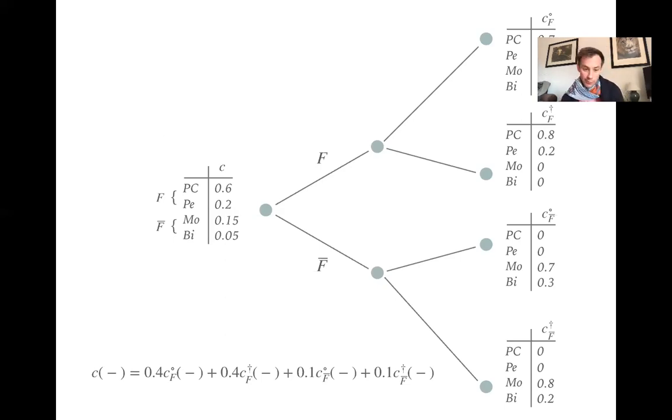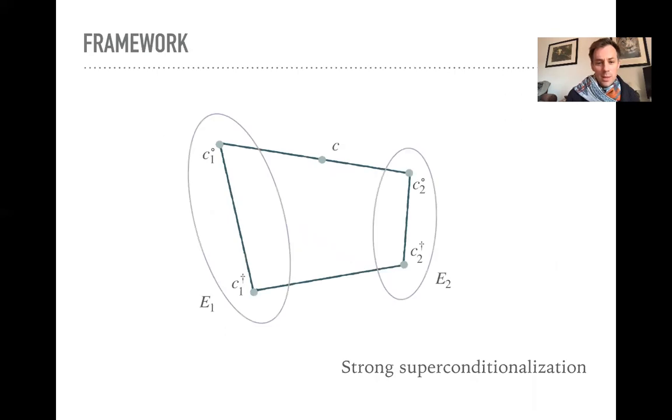So it's going to give a 0.4 weight to C_F circle, 0.4 weight to C_F dagger, 0.1 weight to C_not-F circle, and 0.1 weight to C_not-F dagger. So none of those weights were 0, therefore it's a strong superconditionalizing rule. That was strong superconditionalization. Sorry, this should say weak superconditionalization. So weak superconditionalization also allows you to be on the interior, but it also permits you to be on one of the edges.